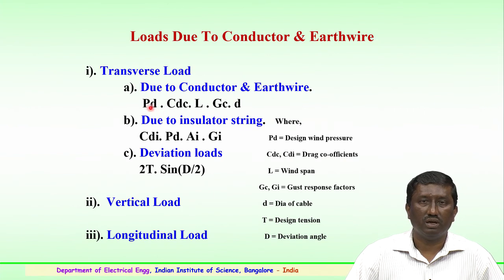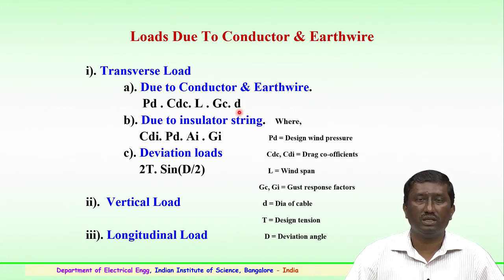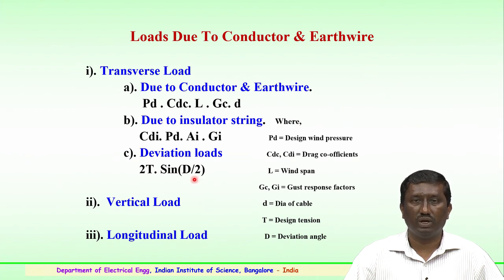The details are, for the transverse load due to the conductor and earth wire, it is PD, CDC, L, GC and D. These are the 5 factors to be borne in mind. So, due to the insulator string, CDI, PD, AI and GI are to be considered. In case of deviation loads, 2T sin(D/2) is considered, and for vertical loads and longitudinal loads, suitable considerations have to be made.